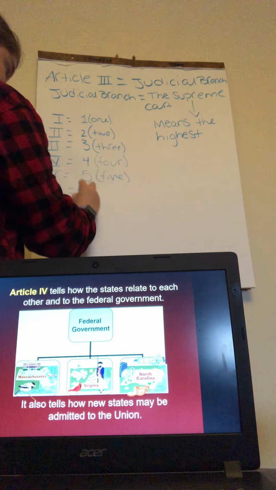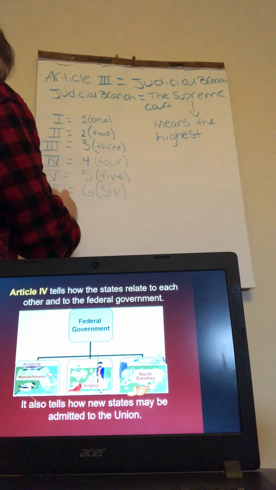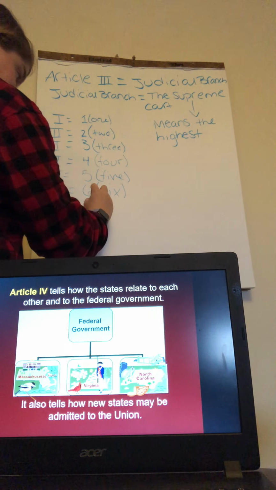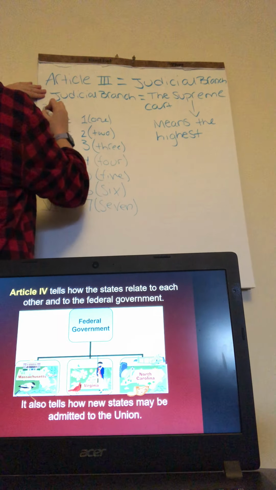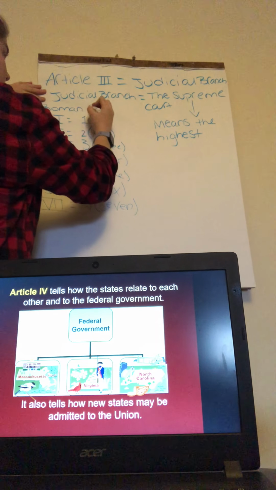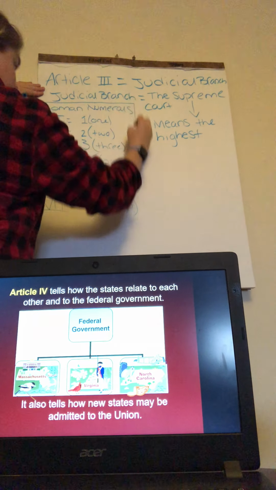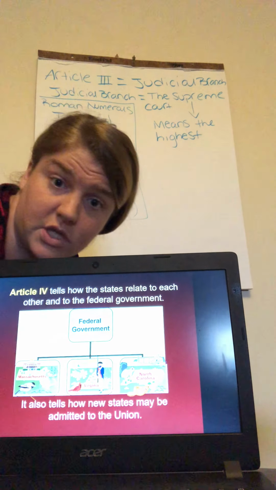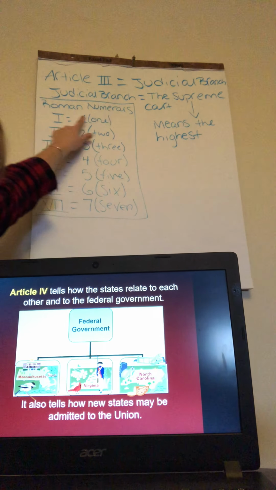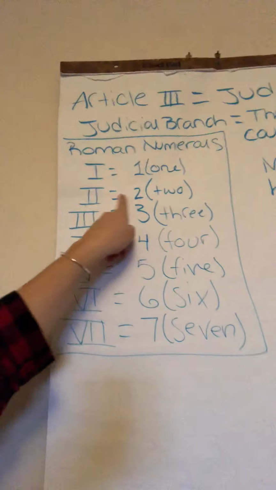VI equals 6. And VII equals 7. And these are called Roman numerals. So if you ever get confused with when it has those numbers, you can look them up. They're called the Roman numerals, okay? So just look them up on the internet or just refer to that right there. So that's what each one means.